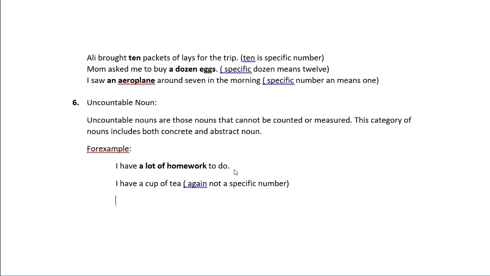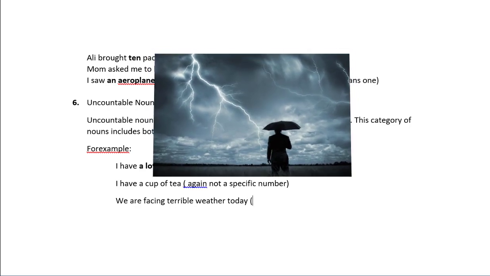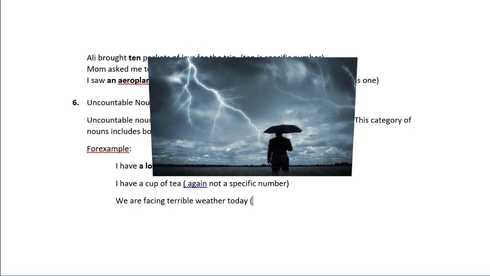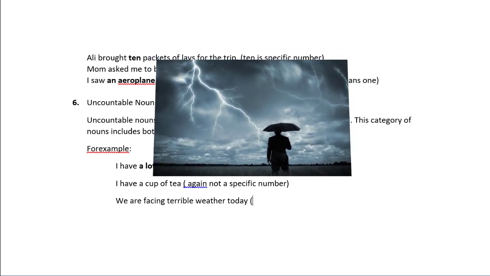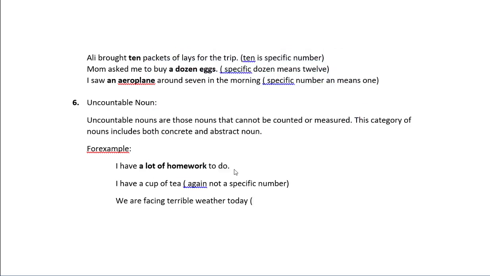The third example is, we are facing terrible weather today. This is unmeasurable. We cannot measure how much terrible weather. We can never say one terrible weather, two terrible weather, or one weather, two weather. It is not measurable. It may be more or a little bit, but we don't know how much. So again, this weather is not measurable.